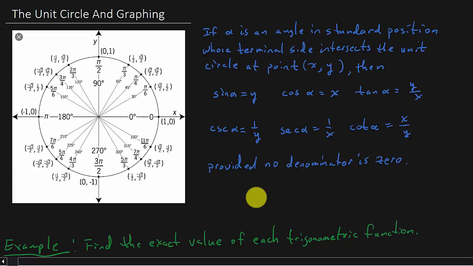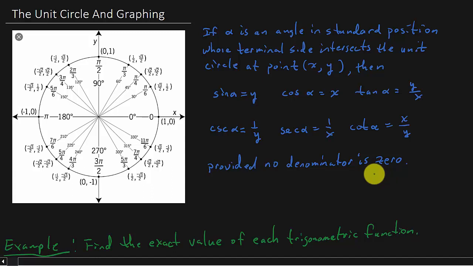So if alpha is an angle in standard position whose terminal side intersects the unit circle at point (x, y), then the sine of alpha is y, cosine alpha is x, tangent alpha is y over x. And then of course, what you've learned in the past in trig is cosecant, secant, and cotangent are just the reciprocals of sine, cosine, and tangent, provided the denominator is not 0.